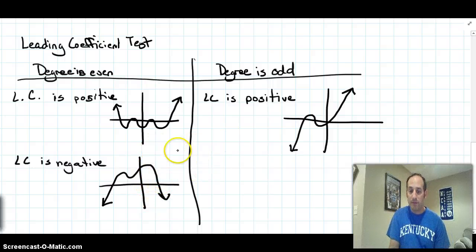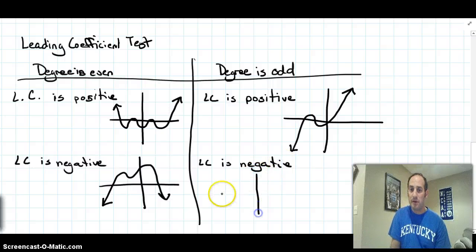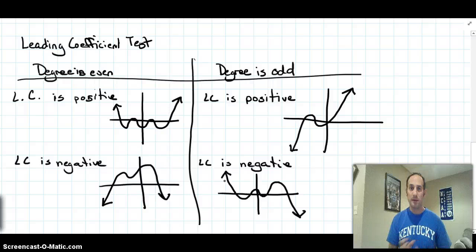And then finally, for this last one, the leading coefficient could be negative if it's an odd degree as well. In that case, it's going to start up high. It can bump around as much as it wants to in here, but then it ends low. And those are the 4 types of graphs that you could have. So the only thing you have to look at is the highest exponent, and then what is the number directly in front of that. That's what we call the leading coefficient.